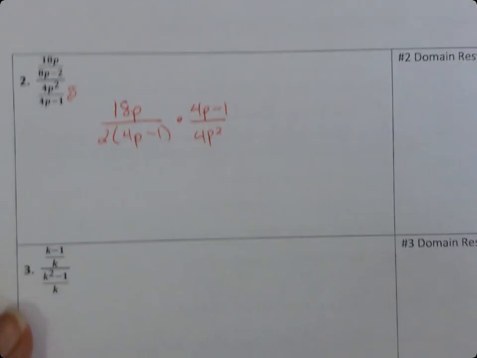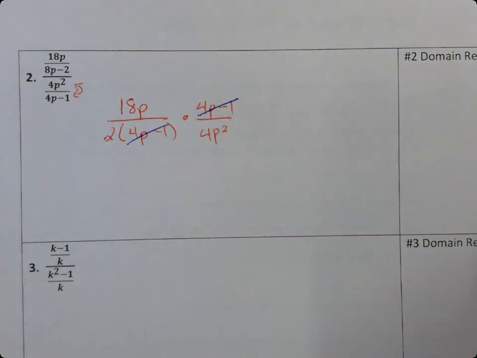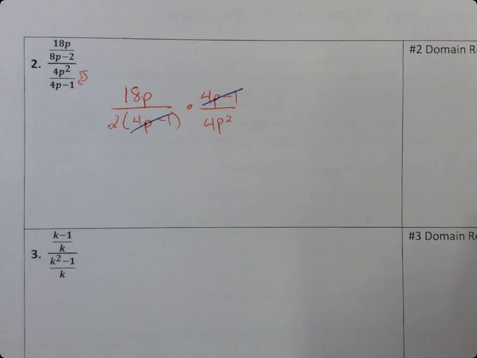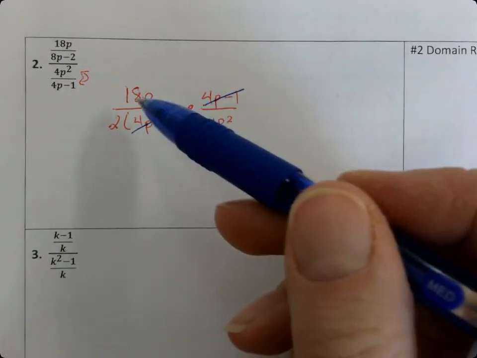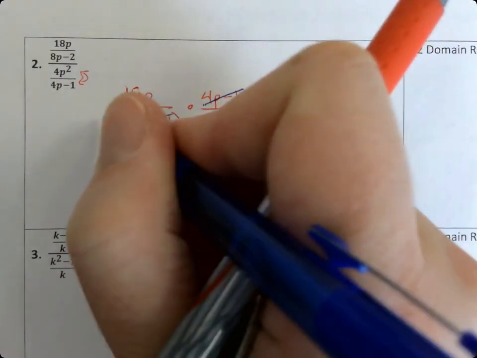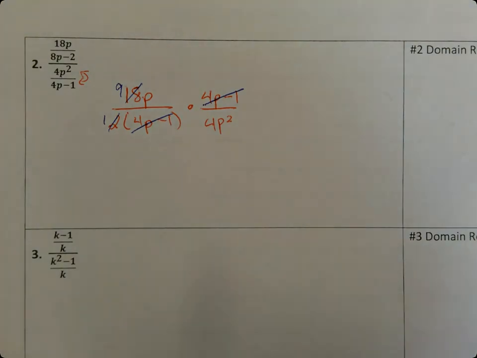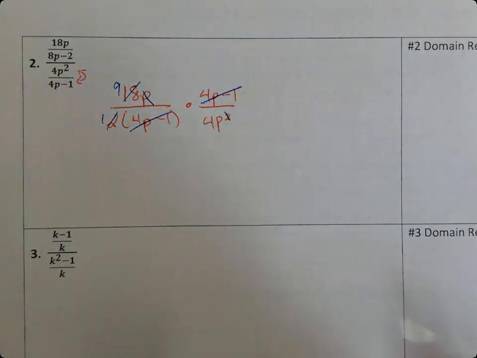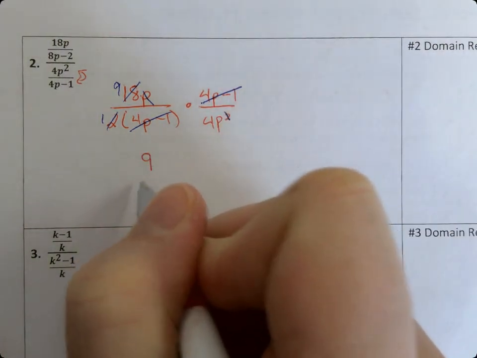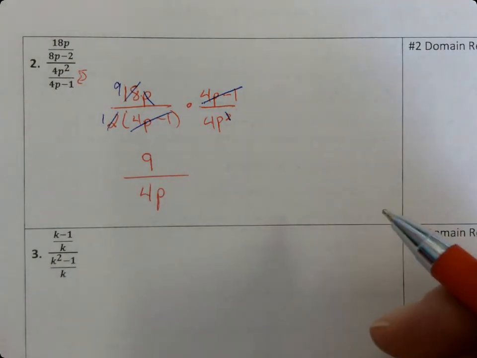All right, so what are we canceling? Definitely the 4p minus 1. Agreed? What else can you cancel or reduce? Well, it depends on how you see it. You could reduce the 18 and the 2 or the 18 and the 4. I'm going to go ahead with the 2 goes in there once. It goes into here 9 times. So I'm looking at one more thing, and that's that one p here cancels with one of the p's here. So what I have is just a 9 on top, and the bottom is just a 4p.